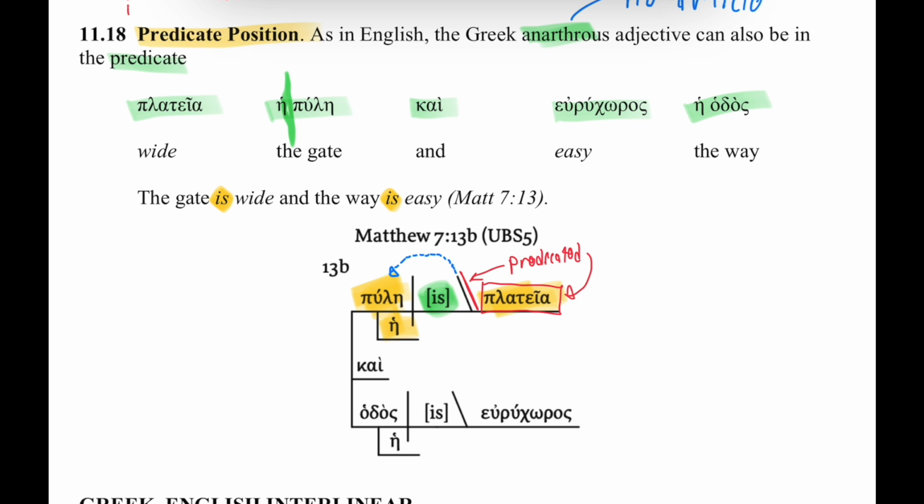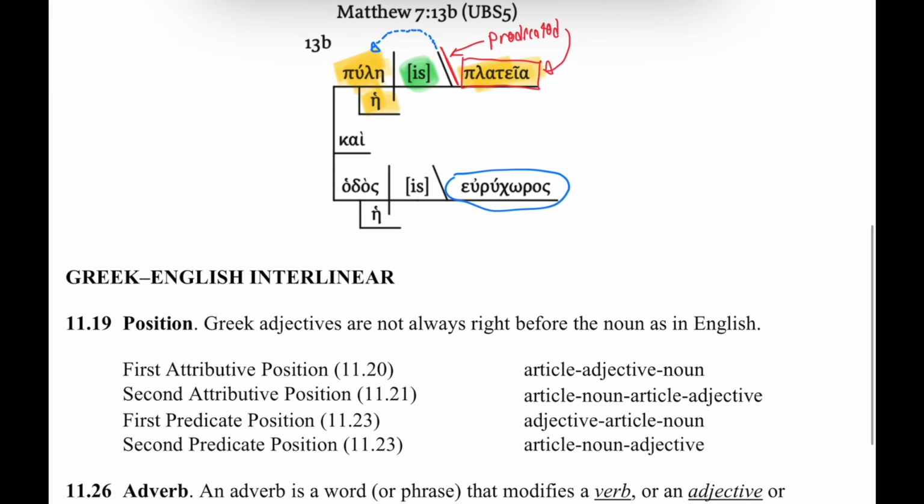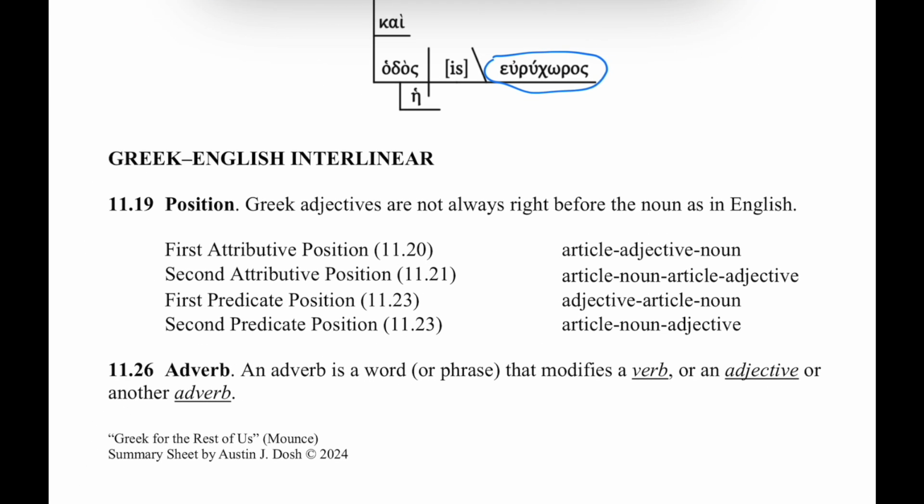So that is one use of the adjective, and then you see the same thing down here. So that is the predicate position of the adjective, and it appears very regularly. A couple comments about English-Greek interlinears.